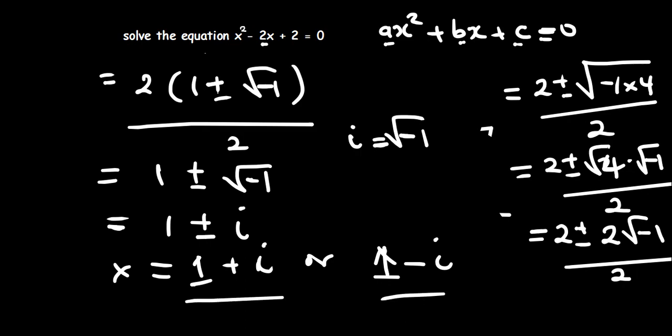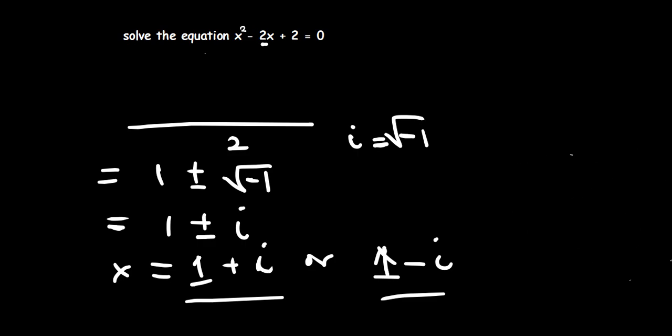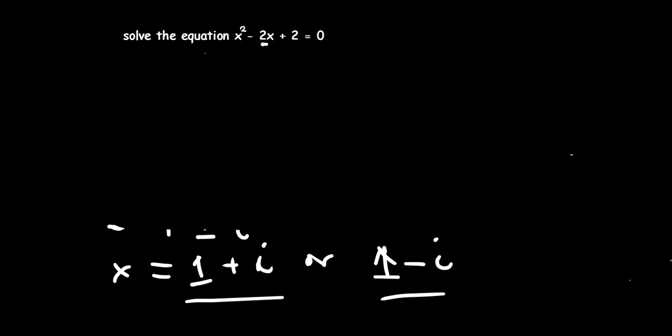So this was an example of how we cannot always get real numbers, but we can get complex numbers. Now, when it comes to complex numbers, the value which we have gotten has two parts. It has what we call the real part and what we call the imaginary part. Here the 1 is the real part, and the i is the imaginary part.